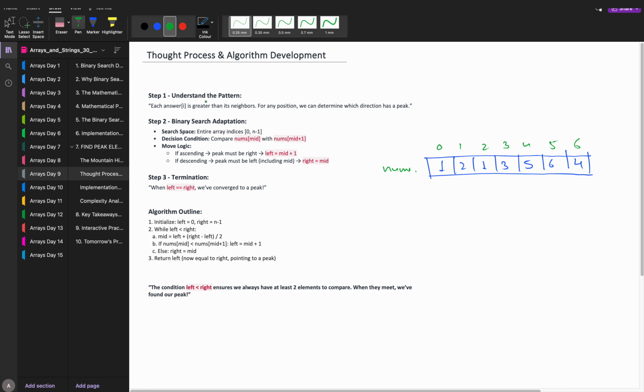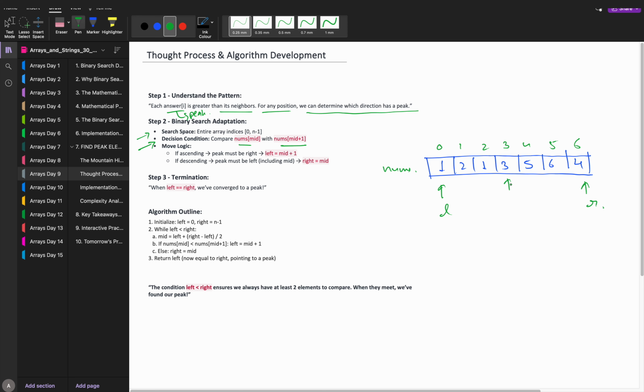Nums pattern क्या है? Each answer I is greater than its neighbor, correct? Whichever answer I means peak item, okay? Every peak item is greater than its neighbors, both neighbors. So for any position, we can determine which direction has a peak, okay? Binary search adaptation क्या होगा? What would it be? Search space entire 0 to n-1. So left and right, okay? Decision condition. Compare the mid item with the next item, okay, and move according to the logic.